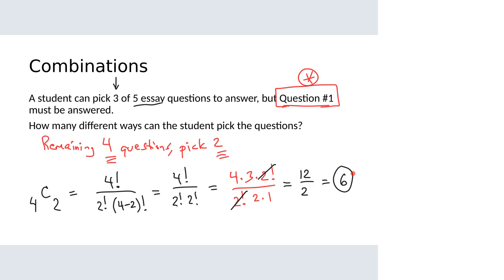Essentially, if you see something like this where it says there's 5 of them and you're going to answer 3, but you have to answer number 1, all that does is limit the total number of objects and the total number that are going to be in use. Are there questions on this before I have you try a combination problem?